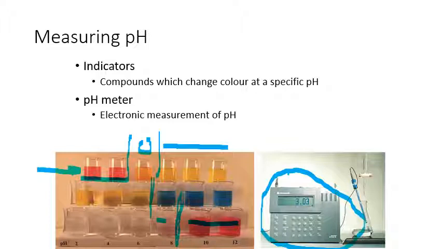And you can get these little strips that are basically a bunch of indicators on them together. So it's 3 little boxes, and one indicator is the top, one indicator is the middle, one indicator is the one on the bottom here.